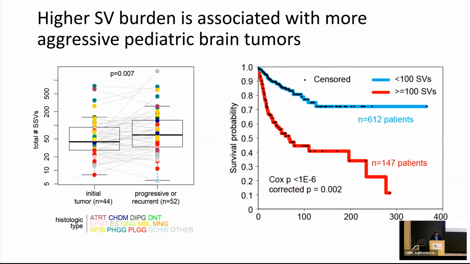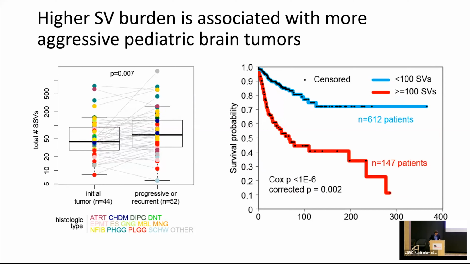Now, on a different track, we also were interested in looking at SV burden across these pediatric brain tumors. So higher SV burden would be a greater number of somatic SVs detected within that tumor. And we find here, for example, that higher SV burden is associated with more aggressive pediatric brain tumors. So on the left, we find that progressive or recurrent tumors from a patient on average had higher numbers of somatic SVs detected as compared to the initial tumor from the same patient. So this is a paired analysis on the left.